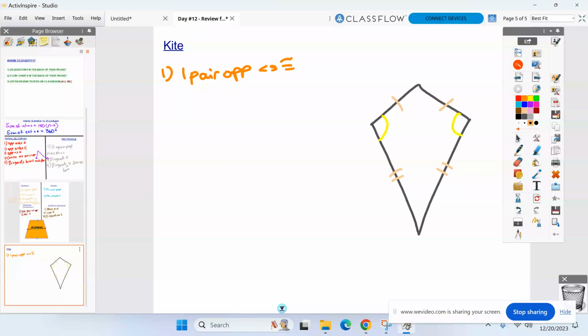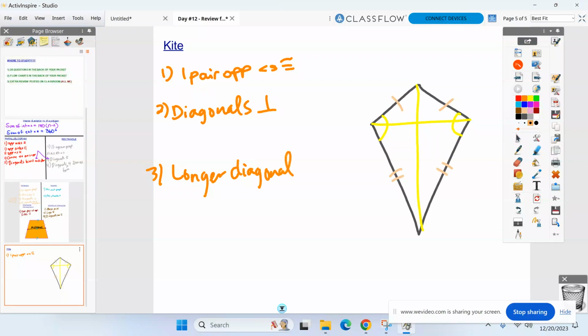All right, what else? Hey, what else? Diagonals form right angles. Diagonals perpendicular. Yep. And one other thing about those diagonals. There you go. Diagonals perpendicular. Longer diagonal bisects shorter. Woo! It's a lot of properties. We just went over a lot.